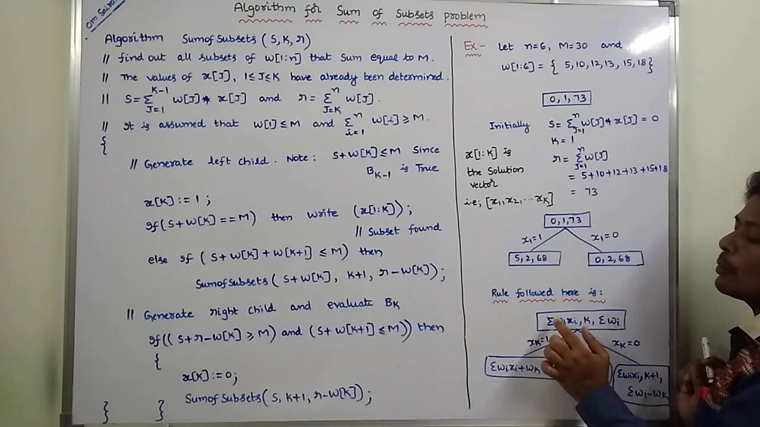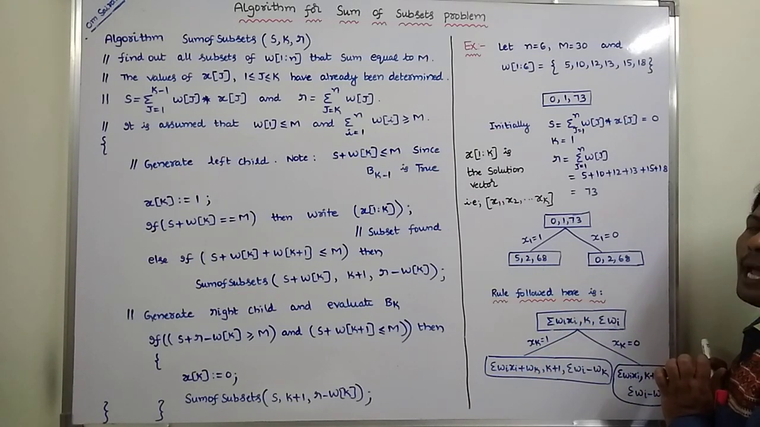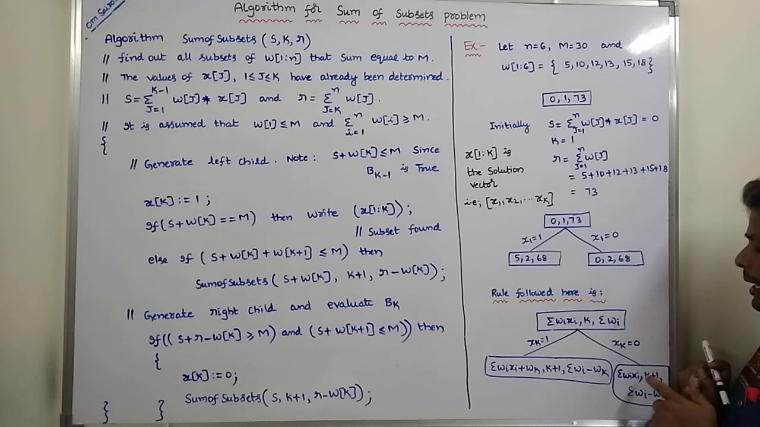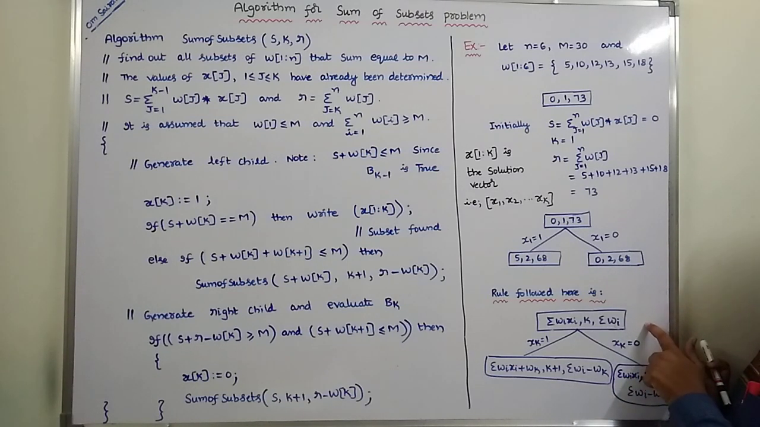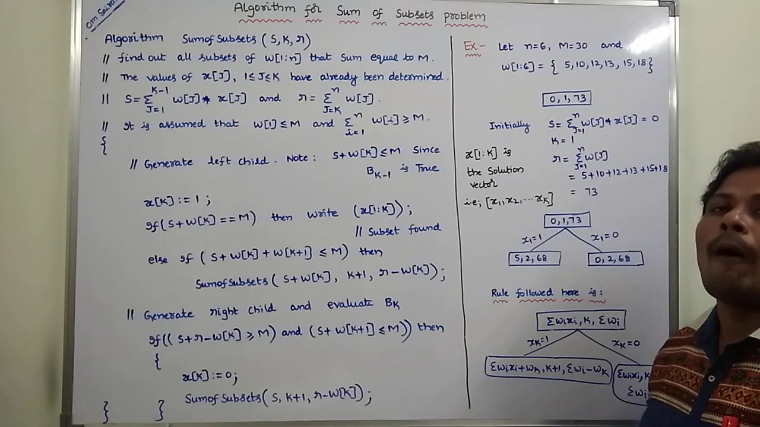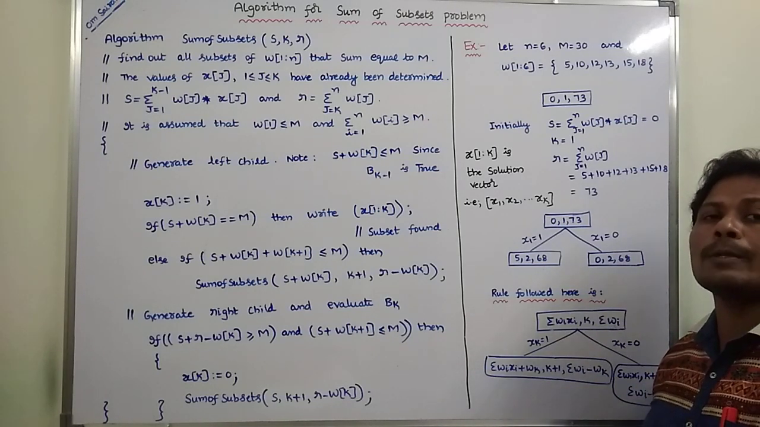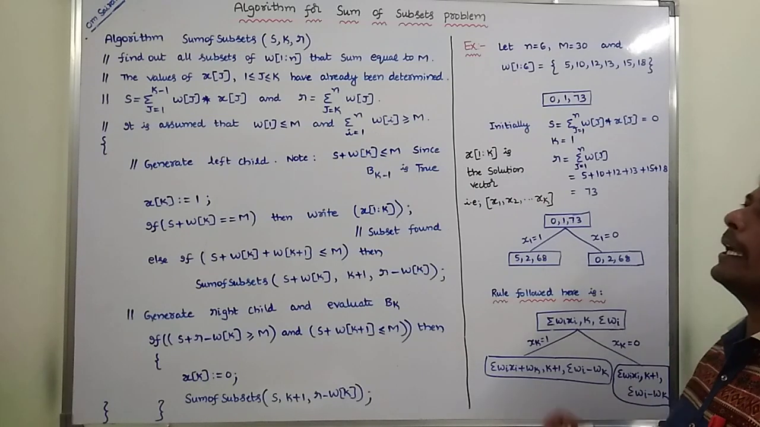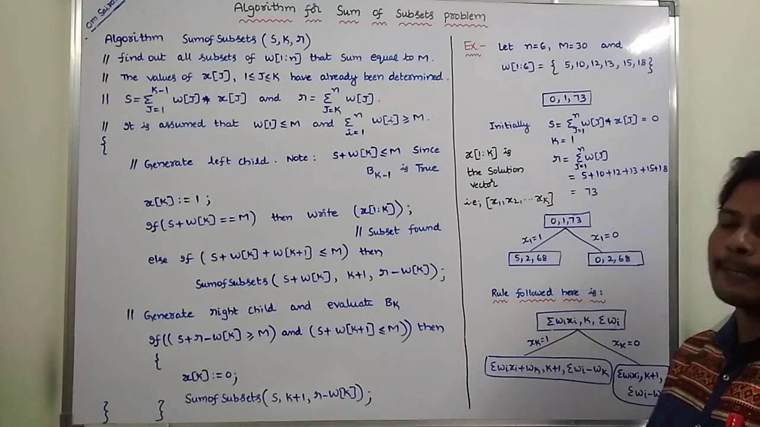So then we have to sum the w suffix k to the sigma wi xi. Here we do not consider the kth object, so then we do not subtract the kth object weight. So sigma wi xi, comma k plus 1, sigma wi minus wk. So by using this rule, we have to find out all the solutions by using a state space tree for a given sum of subsets problem.